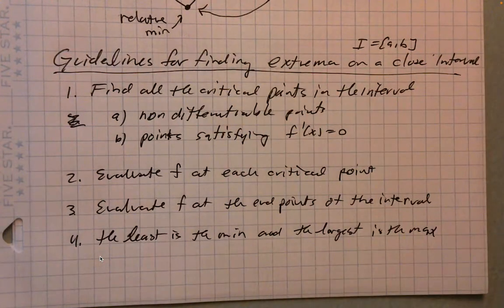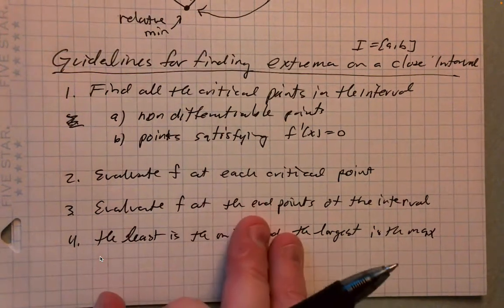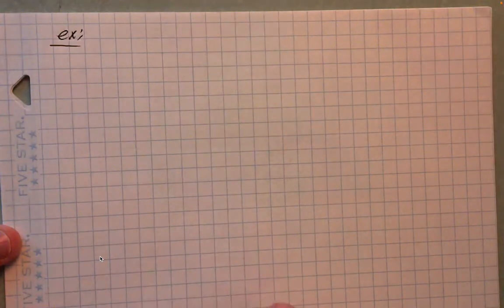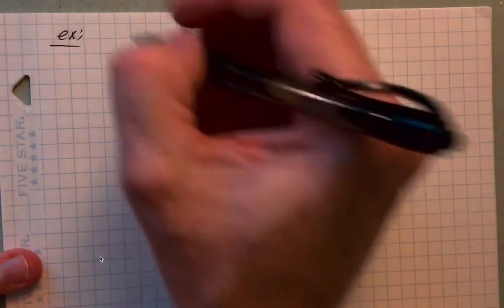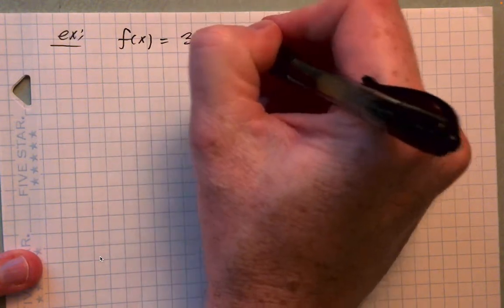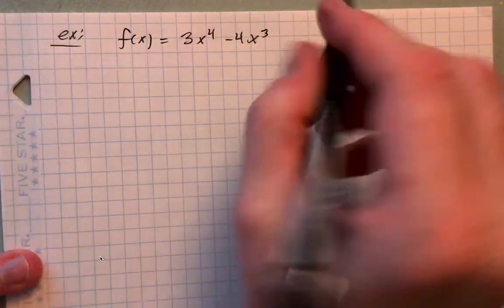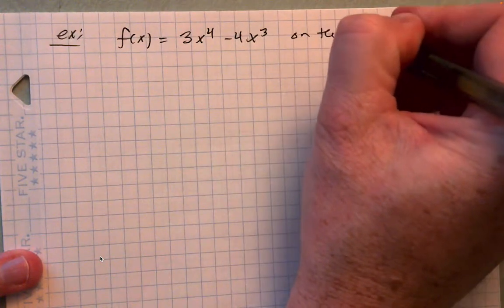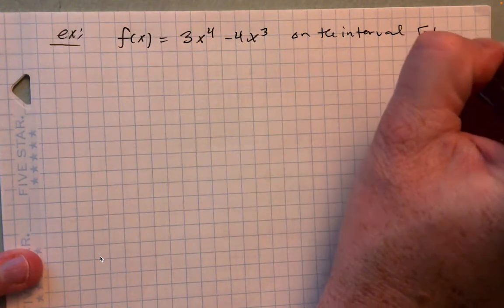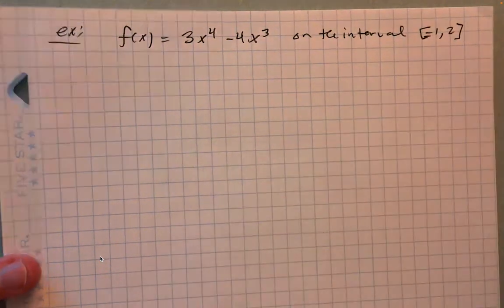And so let's do an example kind of following this procedure. Let's see where we get. Okay, so let's do an example. Find the extrema of this function, f of x equals 3x to the fourth minus 4x cubed on the interval [-1, 2]. Okay, so -1, 2.